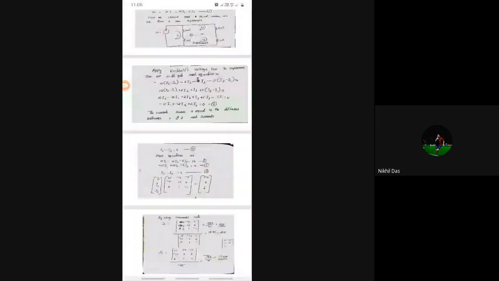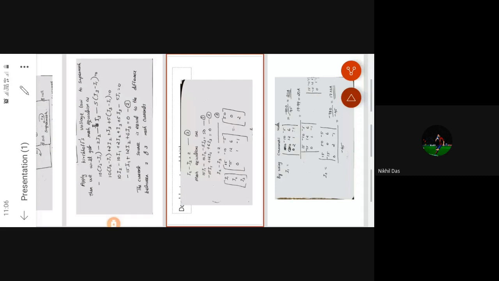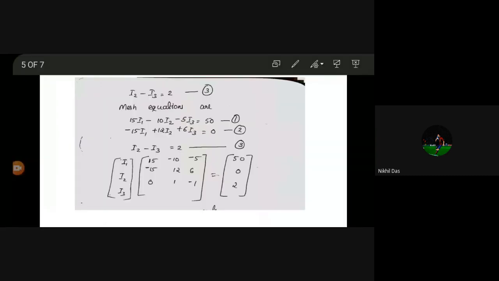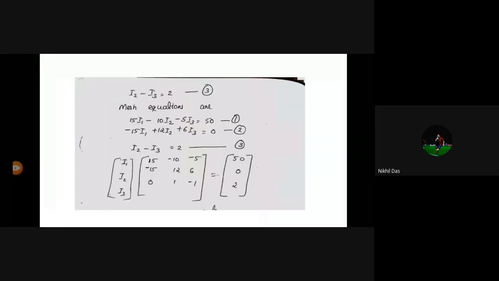See, we have reached up to this point. Now, how can we solve three equations in a simple manner? You have now three equations, equations 1, 2, 3. Here are the three equations. How can you solve these equations? You might have studied the matrix method for solving equations.